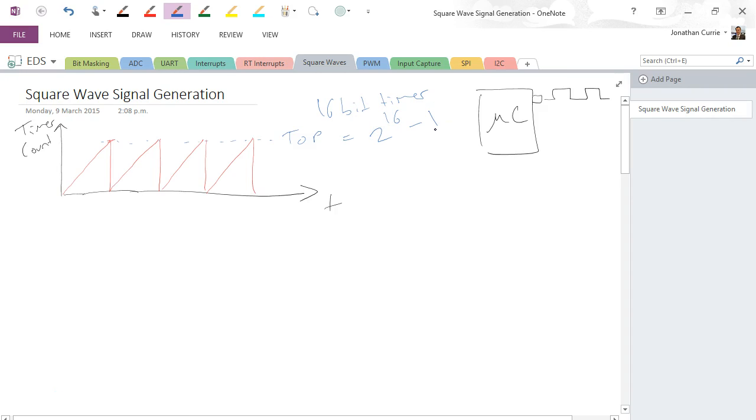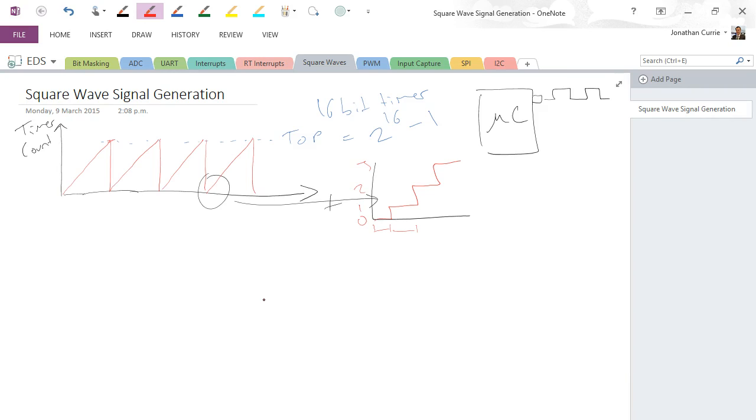Now, nothing hard here so far, and we all know that if we were to zoom in on a particular section, we would see the staircase of counting 0, 1, 2, 3, and so forth. Each one of these little steps here is set by some of the registers associated with the timer. And that's how we can control the frequency of our square wave generation. So, back to our square wave now.